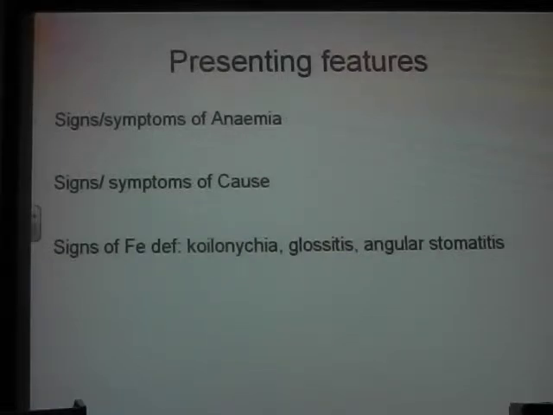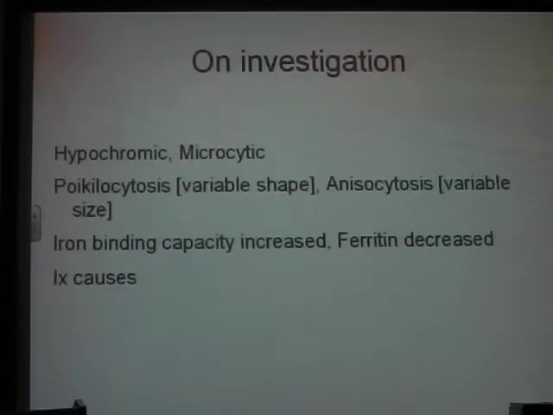So that's great. And then there are signs that are specific to iron deficiency itself. So who knows what koilonychia is? You all know what koilonychia is, that's great. Glossitis, which is a smooth tongue, yeah, and angular stomatitis, which is dryness around the corners of your mouth. So those are the things that you can be looking for when you assess a patient.